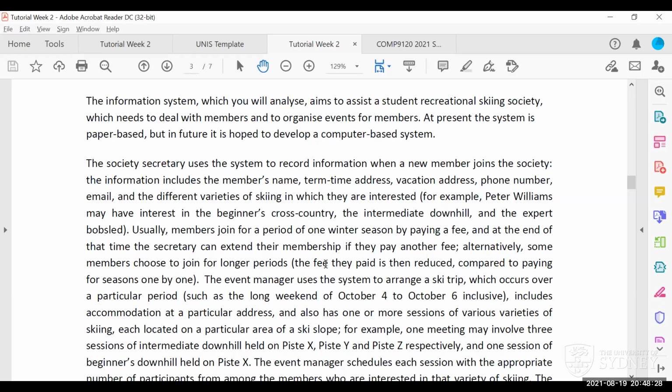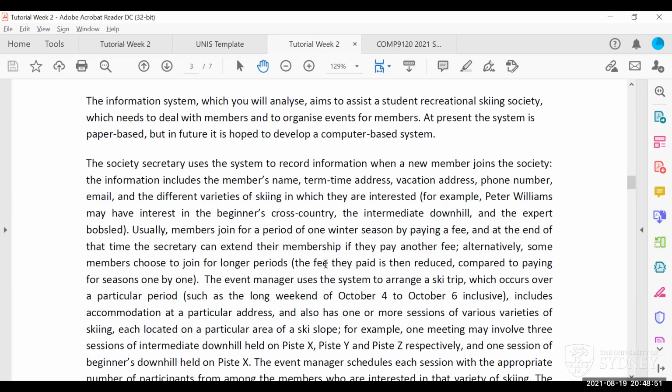Make sure you stick to the story, because if something is not explicitly mentioned in the story, then either you don't include it in your ER diagram, or if you include it, then you have to state your assumption.